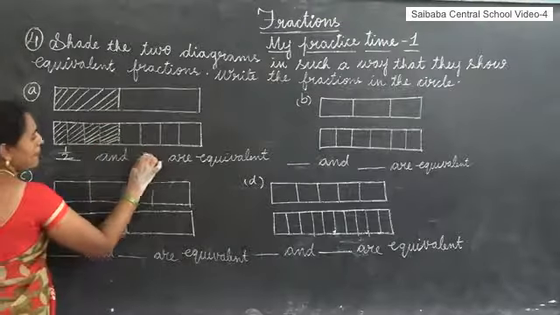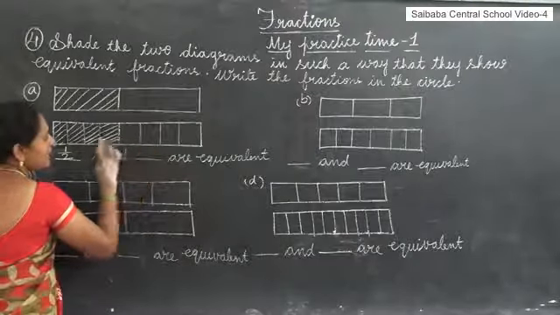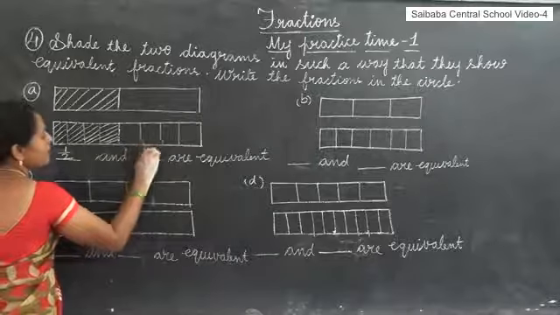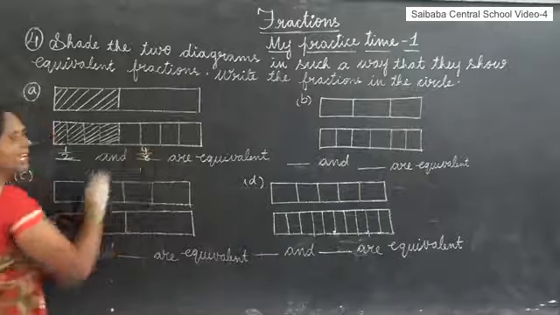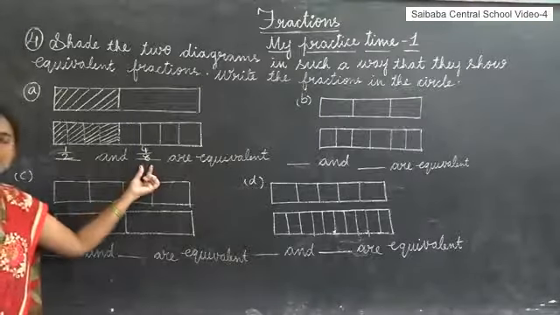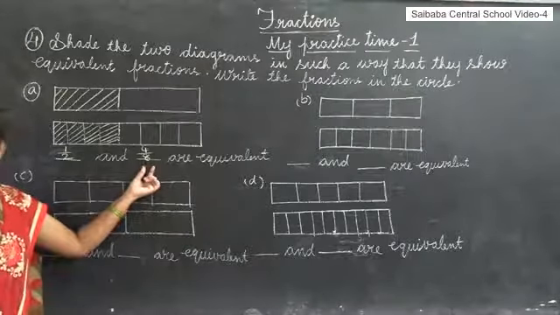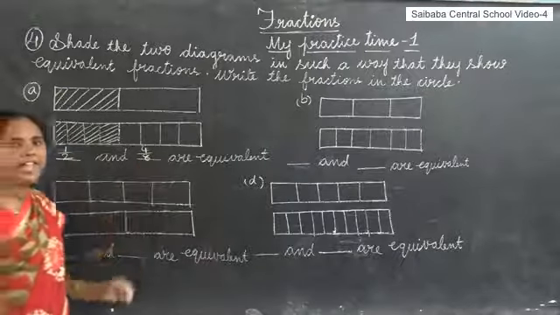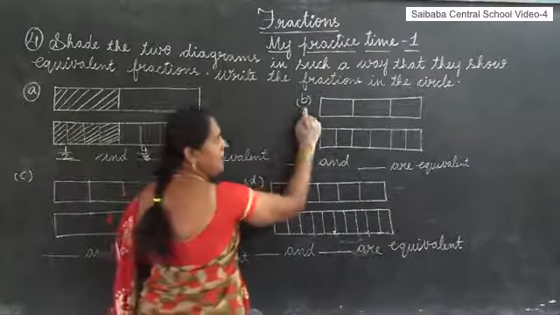Total 8 parts are there. In the 8 parts, 4 parts are shaded. So, 4 by 8. Now, 1 by 2 and 4 by 8 are equivalent fractions. In the same way, we have to complete B sum also.